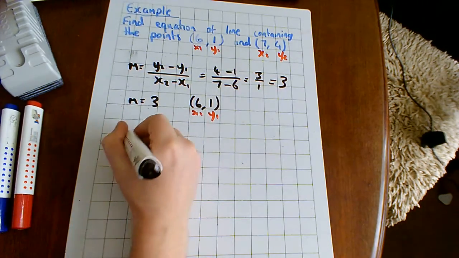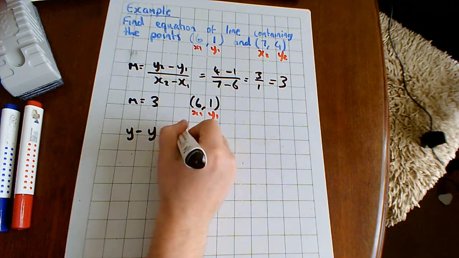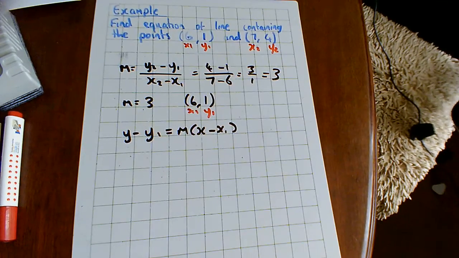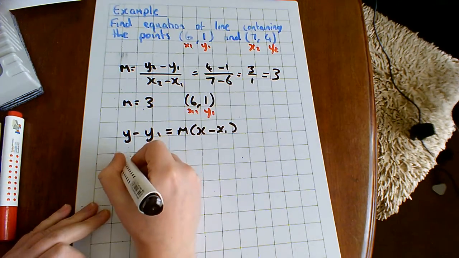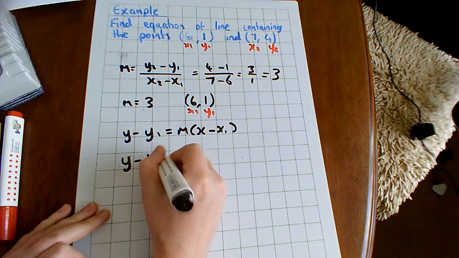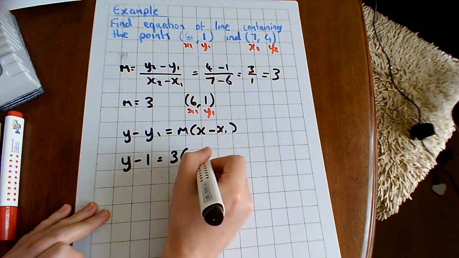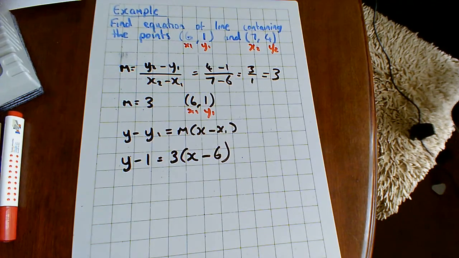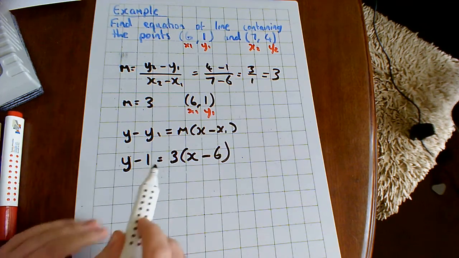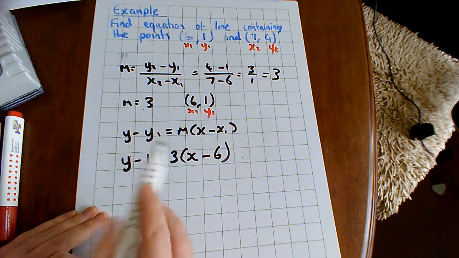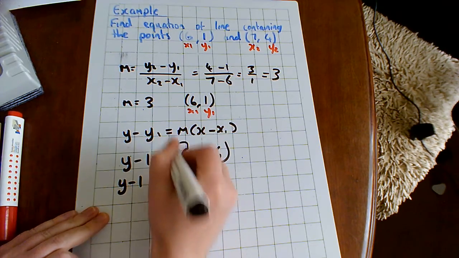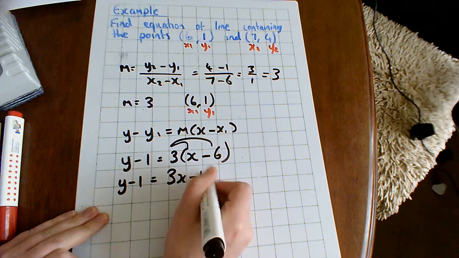And we go y minus y1 equals m times x minus x1. We fill in our m and we fill in our x1 and y1. So y minus 1 equals our m, which is 3, times x minus our x1, which is 6. If you get to that point, you've got most of the marks. Now all we do is, this isn't a fraction, so we just multiply out the bracket. We're going to leave this: y minus 1 equals 3x, and 3 by minus 6 is minus 18.